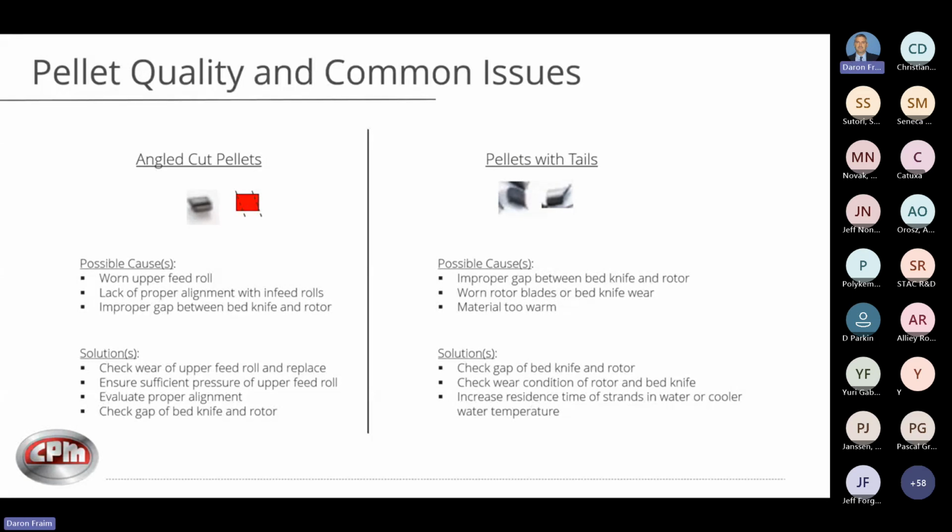And then the pellets with tails, again, this could be a gap issue, could be worn rotor blades. Your blades may not be sharp enough to get a real clean pass-through cut. Material could be a little too warm. So again, check your gap. You want to make sure to check the wear condition of your rotor and bed knife. And then if it is a tempering issue, you can increase your residence time of strands in the water or cool the water temperature more if you have that capability.